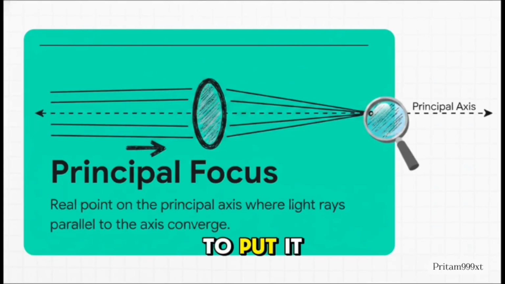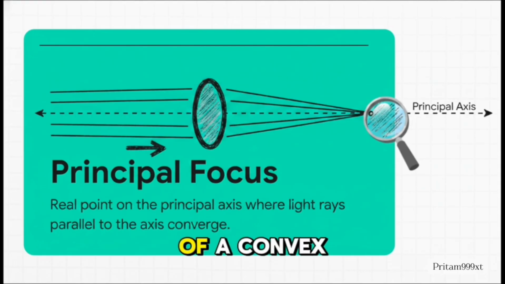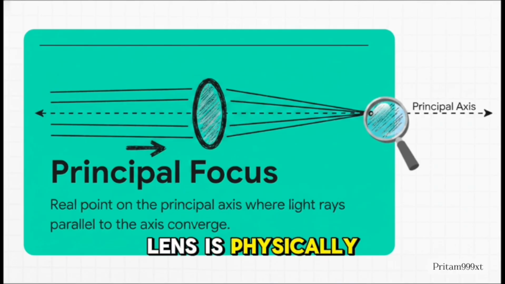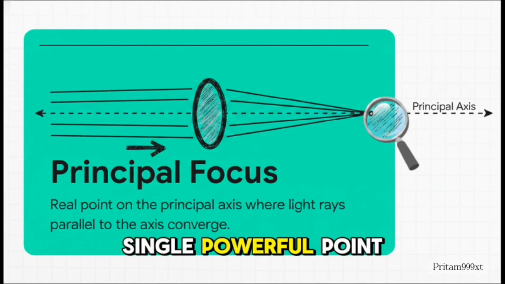Okay. To put it calmly in the precise syllabus terms you need for your boards, the principal focus of a convex lens is the real point on the principal axis, where light rays parallel to the axis converge after refraction. Because a convex lens is physically thicker at its center and thinner at the edges, it naturally forces all those incoming parallel rays to bend inward, right toward that single powerful point.